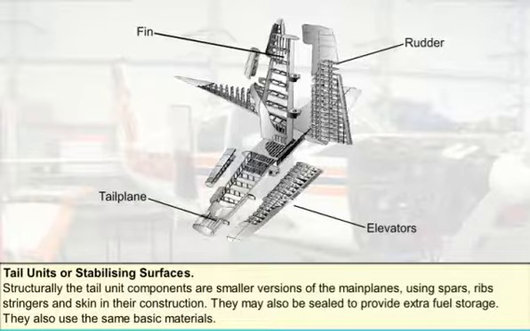On some aircraft they may also be sealed to provide fuel storage space. They also use the same basic materials. For instance, aluminium alloys or composites with honeycomb structures. High-density expanding foam is sometimes used within control surfaces to provide greater stiffness at lower weight.